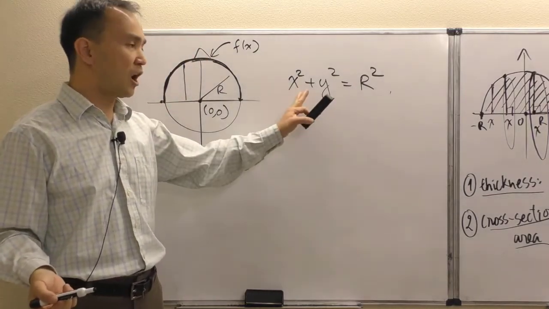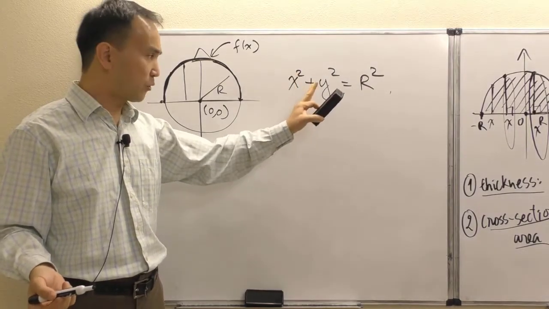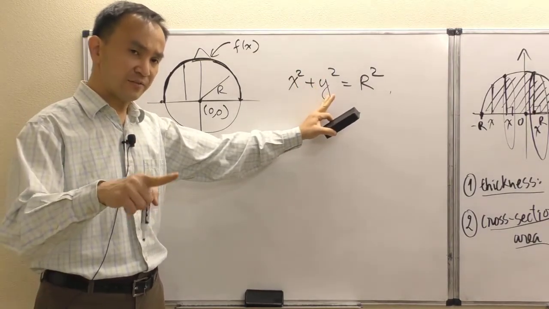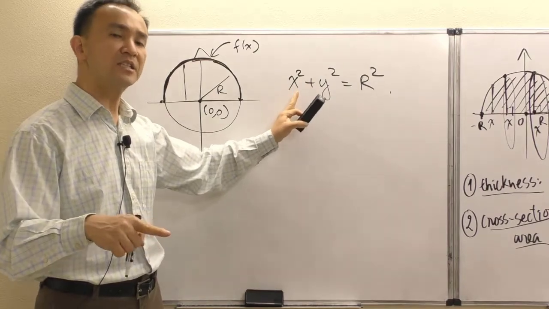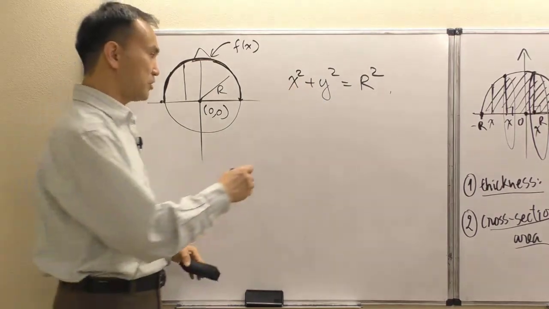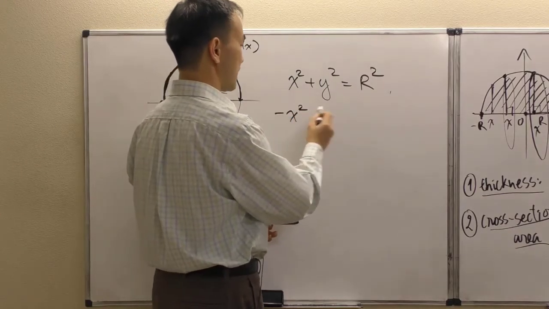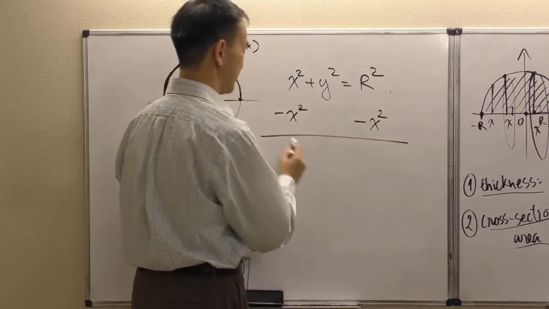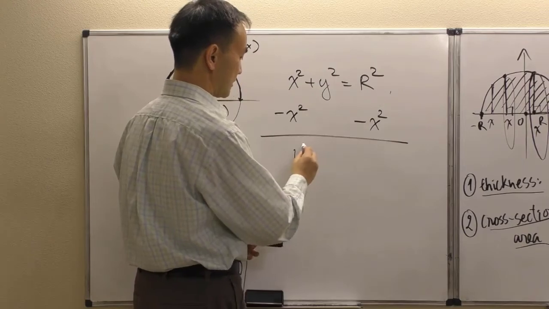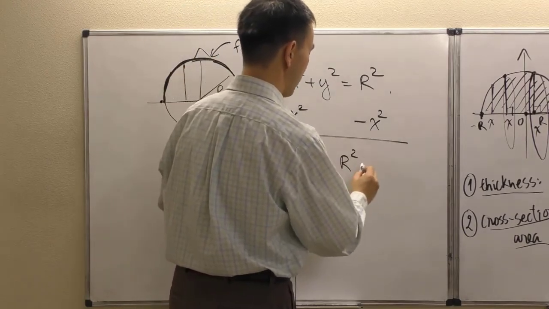We're going to have to solve this equation for y as a variable that's dependent on x. But it's going to be simple enough work. We're going to subtract our x squared from both sides. So that produces for us y squared equals r squared minus x squared.